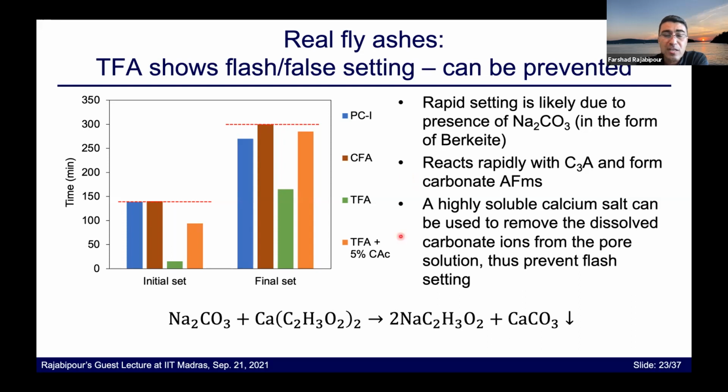The good solution is that if you introduce a highly soluble form of calcium salt, such as calcium acetate, as we see over here, to the system that contains these soluble carbonates, the calcium would react with the carbonate and precipitate out as calcite. As such, the carbonates are no longer available to react with the C3A. And we can see in the graph that this can essentially fix the setting issue to a good extent. So the initial setting as well as final setting are largely recovered by the addition of this calcium acetate salt. There are other forms of calcium salts that could also serve this purpose.